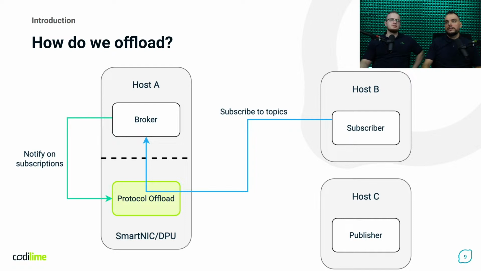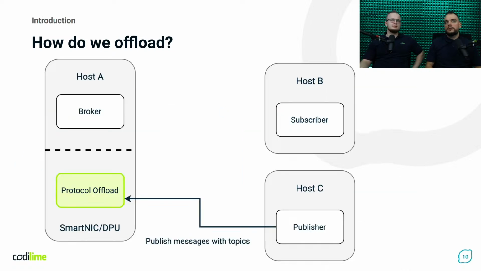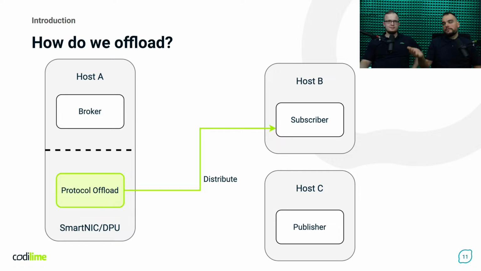And the next function from the MQTT is publishing messages. And this function will actually be handled fully in our protocol offload. So this is where the offloading magic will happen. Yeah. Our protocol offload will receive the message from publisher and then produce all the necessary messages for subscribers depending on the previous registrations.